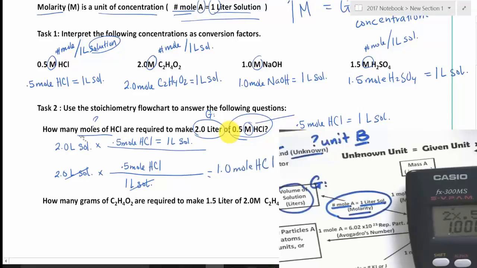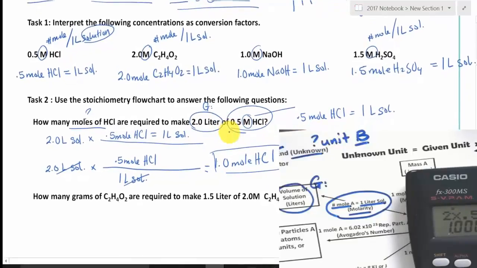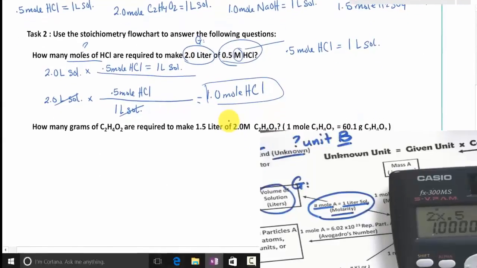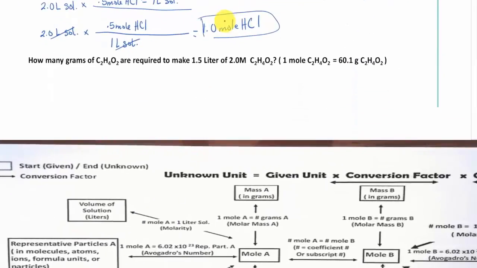So how many moles do we really need? It turns out to be 1 mole of HCl. So in this case, we would need 1 mole of HCl to make 2 liter of 0.5 molarity HCl. And that's all you have to do. Isn't that easy? The same thing like we did before, using the stoichiometry flowchart. Are you ready for something more challenging? Let's try a more challenging one.